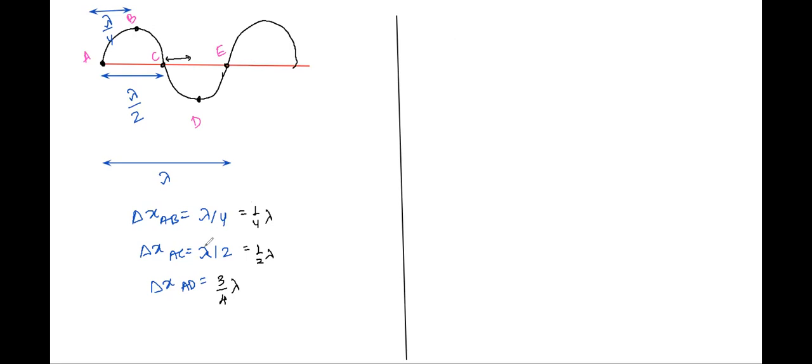Mahila, on this same level, let's say I talk about one more point F, and ask you, what is the path difference between E and F? Yes, Mahila, can you try?